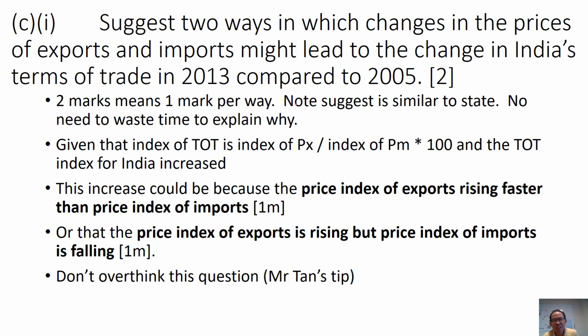C part 1. Suggest 2 ways in which changes in the prices of exports and imports might lead to a change in India's terms of trade in 2013 compared to 2005. 2 marks. Now, you can see, it's a 2 mark question and it asks you to suggest 2 ways. So it means basically 1 mark for each way. You must have 2 ways, 1 mark for each way.